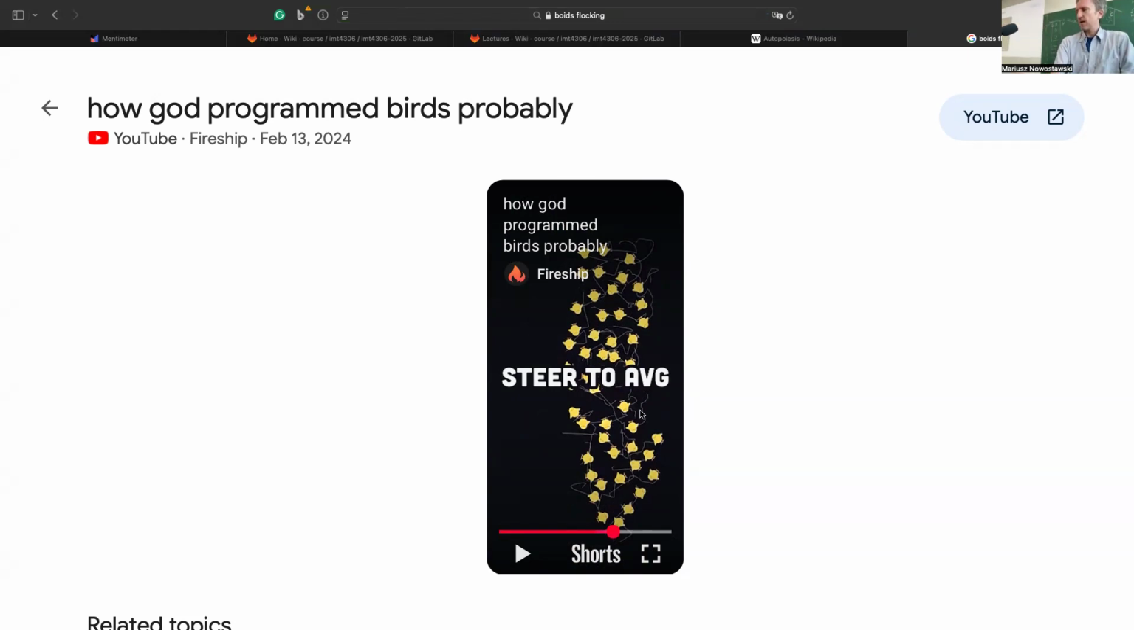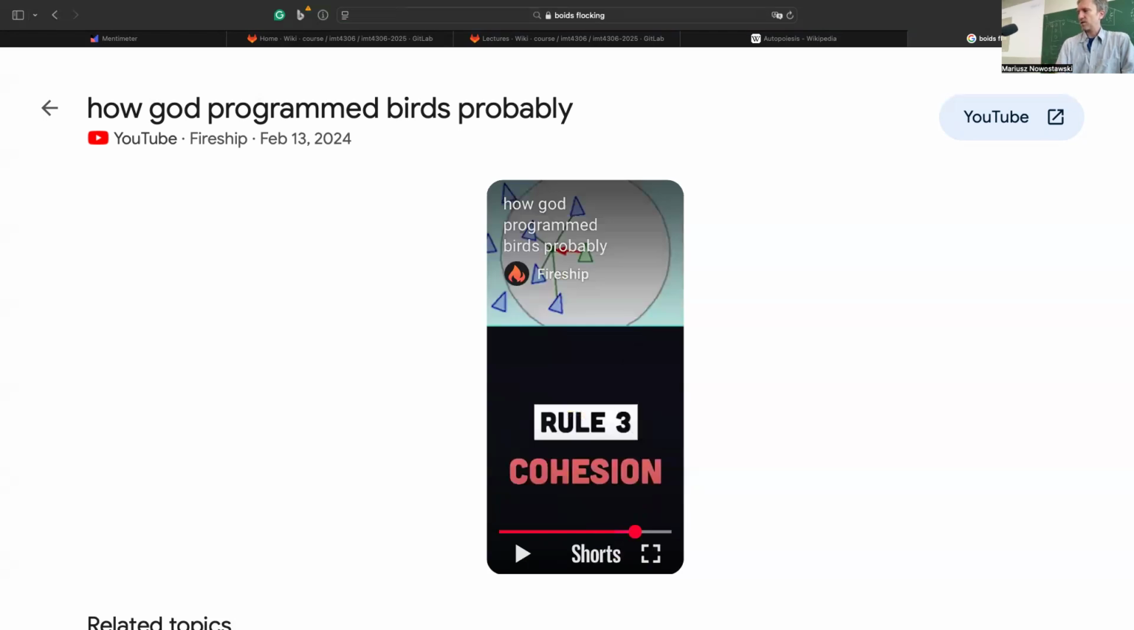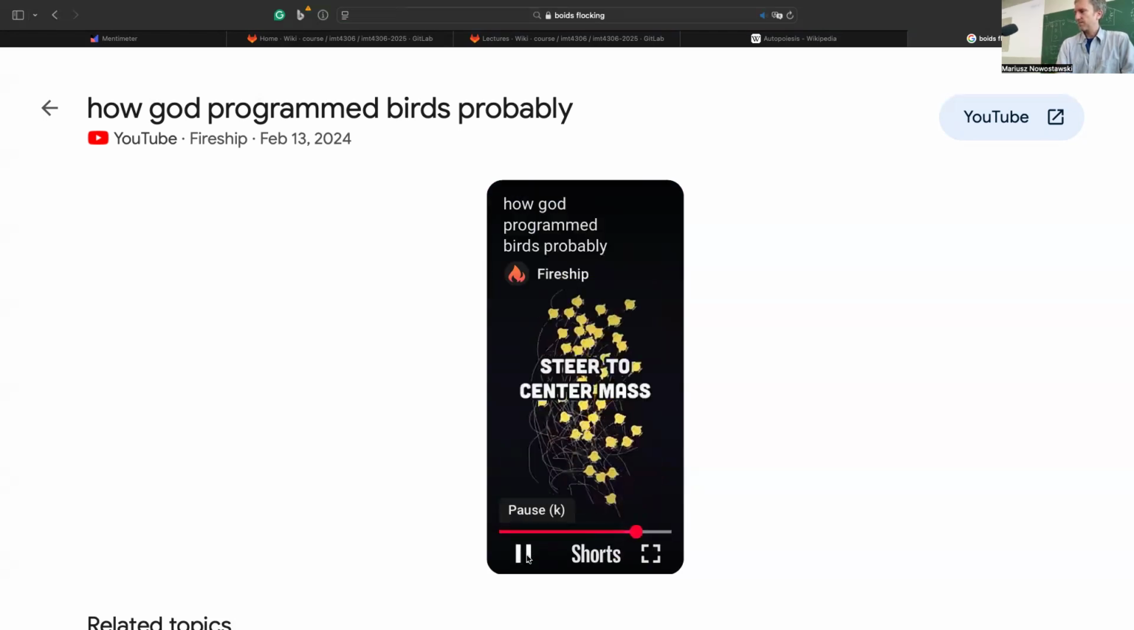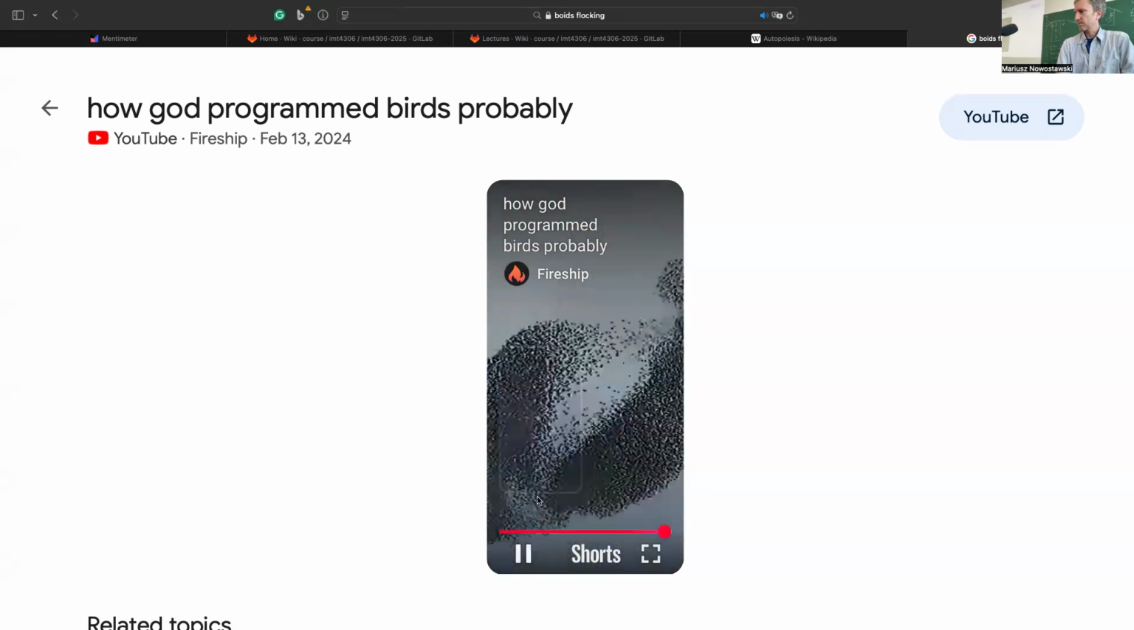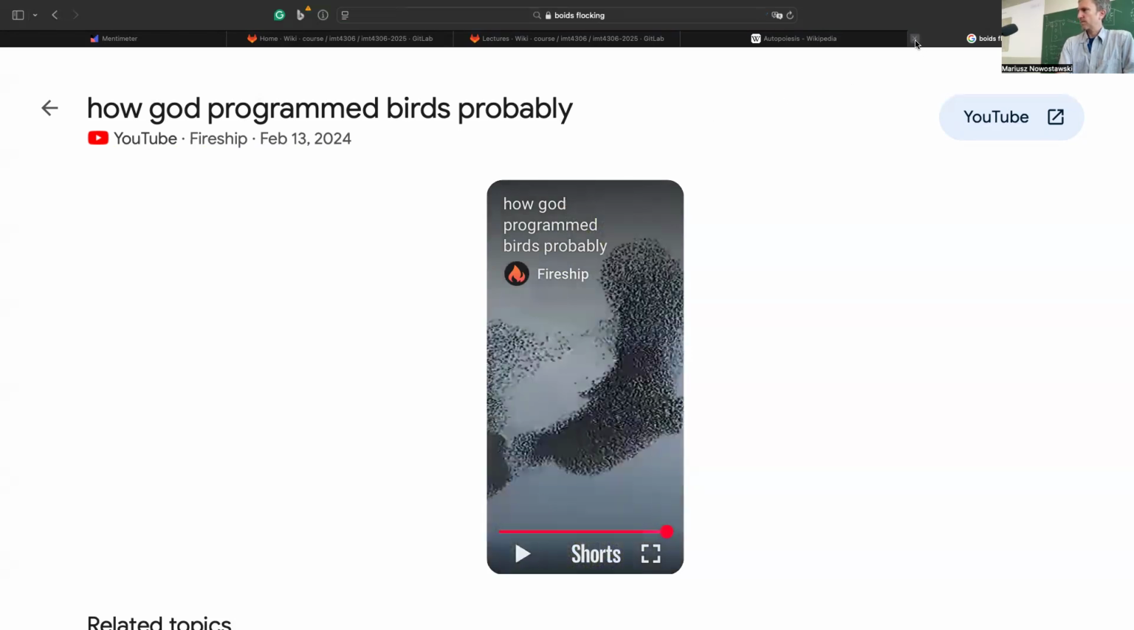And then the last one is to steer towards the center of mass, right? It tells them to steer towards the average center of mass. We get these cool patterns that simulate flocking behavior in nature. Congratulations, you just implemented it. Yeah, so this is emergence.